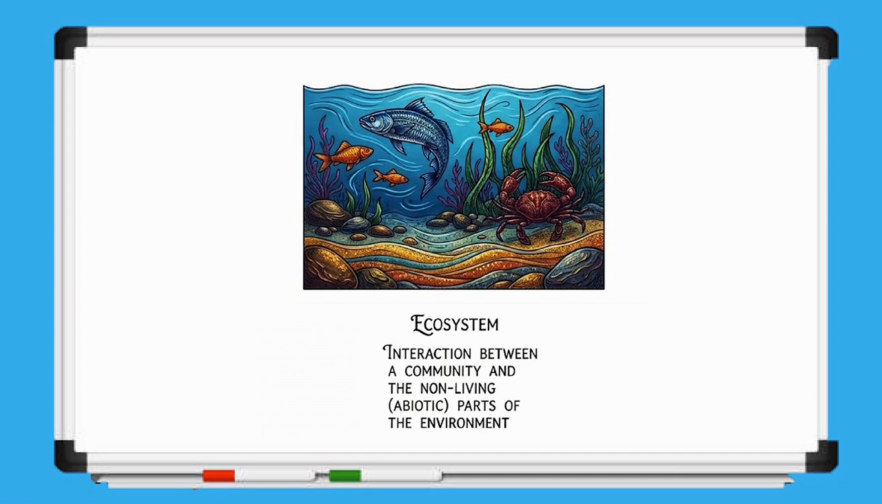The marine ecosystem shown includes living organisms such as fish, corals, and a crab, together with abiotic factors like water and rocks. The diagram demonstrates that an ecosystem is formed when living organisms and their physical environment interact and function together as one complete system.